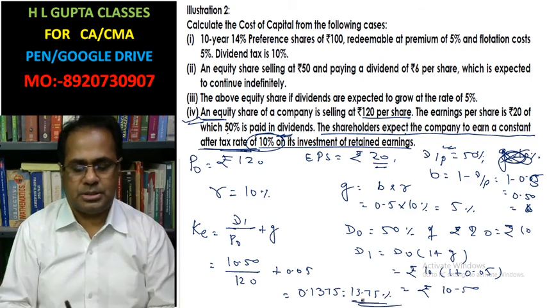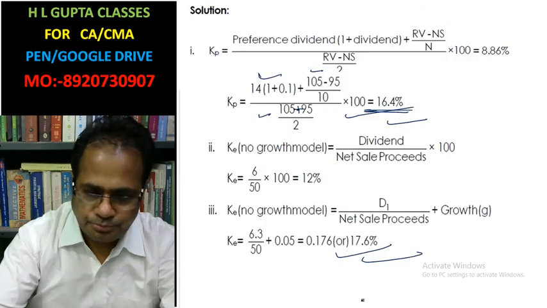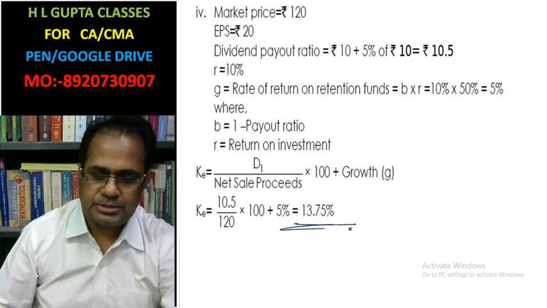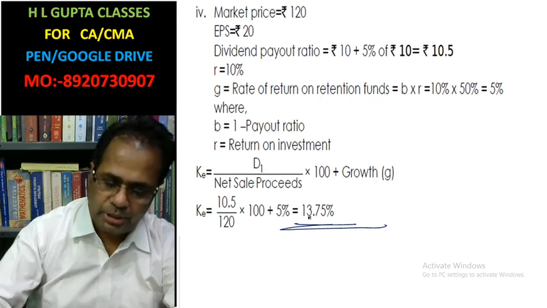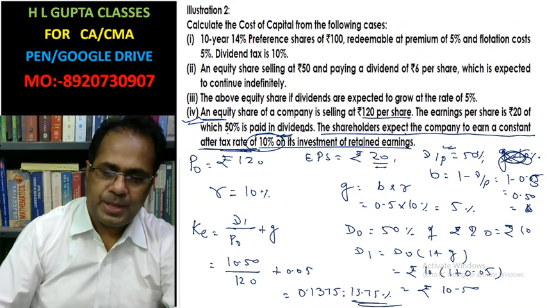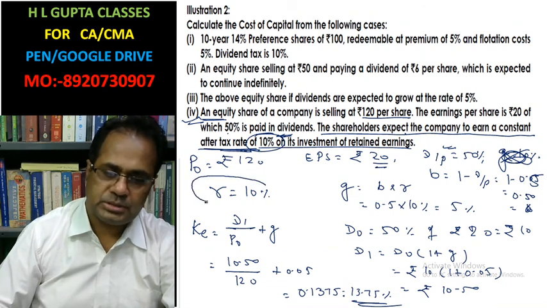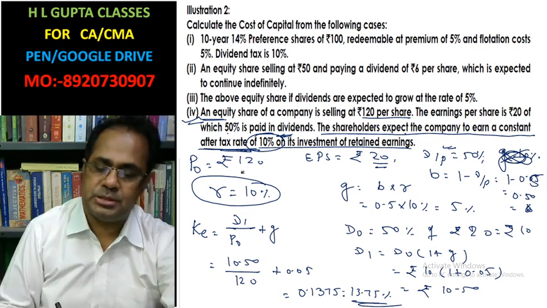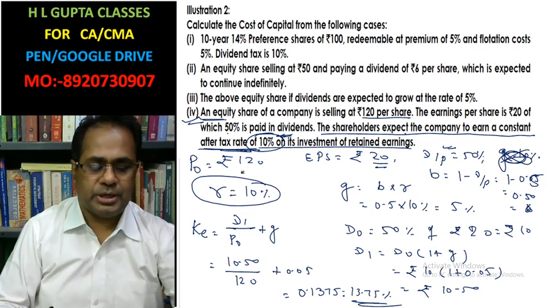13.75% is the answer. Look at here. The rate of return on investment, said to be R, is discussed in detail in dividend policy. Okay, thank you, class.